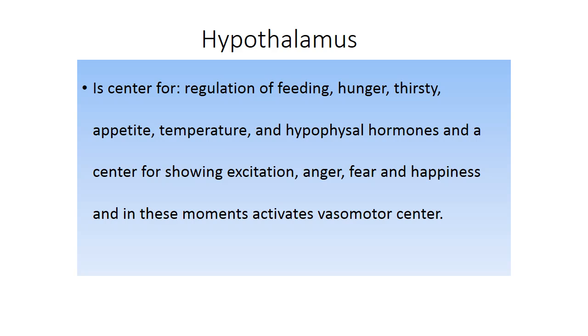We know the hypothalamus is the center for regulation of feeding, hunger, thirst, appetite, temperature, and hypophyseal hormones, and also a center for showing excitation, anger, fear, and happiness, and all of these can act through the hypothalamus. And one more thing we know is that the hypothalamus can act on the vasomotor center and activate it. So we know the role of the hypothalamus as a vasoconstrictor. They can activate or inhibit the vasomotor center, so they can act on vasoconstriction of vessels.